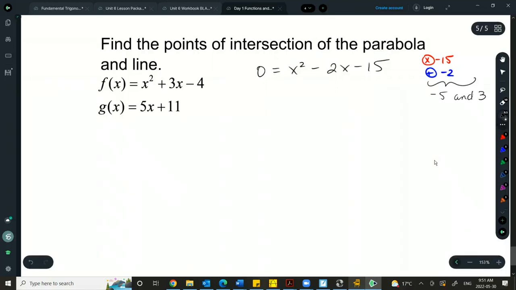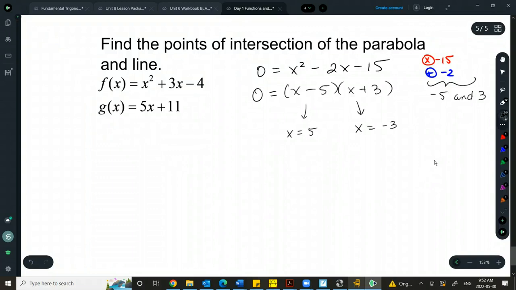Negative 5 and 3. This is also easy factoring, so when x squared has a coefficient of 1, we can put these right into the bracket. So x minus 5, x plus 3. The x solutions are 5 and negative 3. We want to remember to switch the signs on those guys.